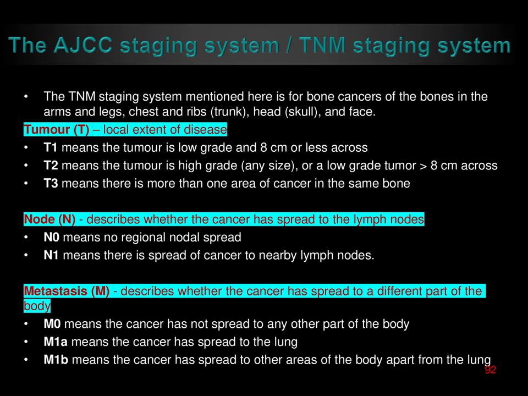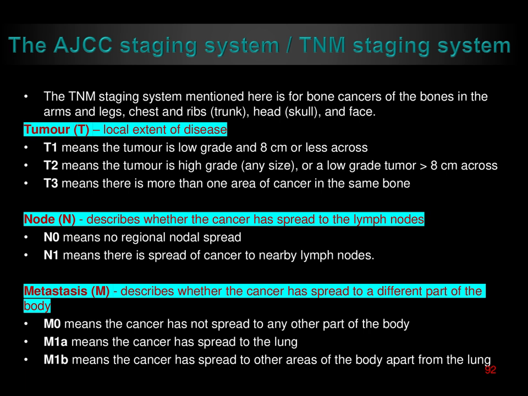So it talks about the tumor, that is the local extent of disease. T1 means the tumor is low grade and 8 centimeters or less across. T2 means the tumor is high grade, which can be of any size, or a low grade tumor which is more than 8 centimeters across. T3 means there is more than one area of cancer in the same bone, that is, there is a skip lesion. So T3 indicates a skip cancer in the same bone.